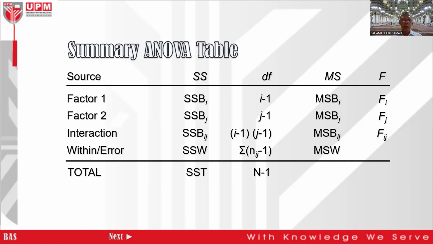That is what we should be able to complete in the summary ANOVA table, where we have the source, sum square, degree of freedom, mean square, and F. But for the F, we need to have only 3: for factor 1, factor 2, and interaction.